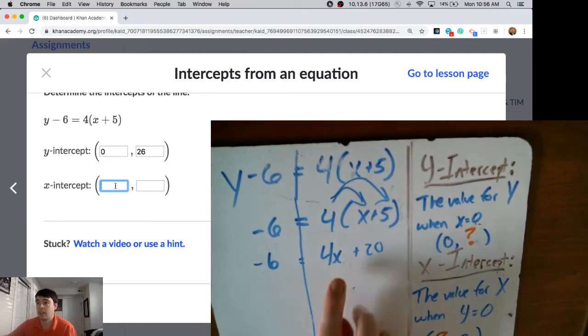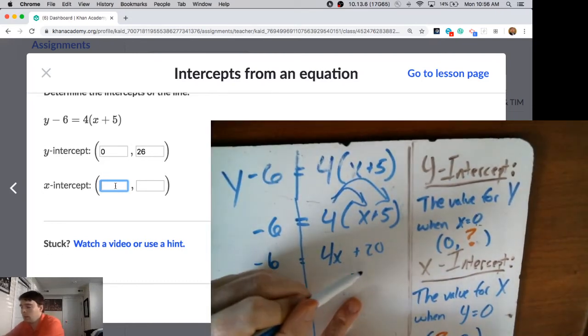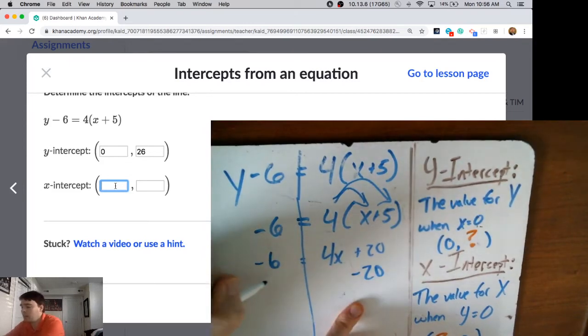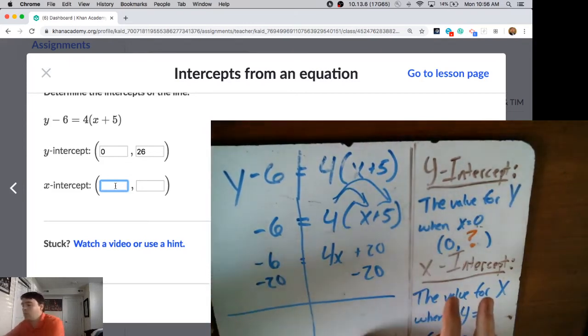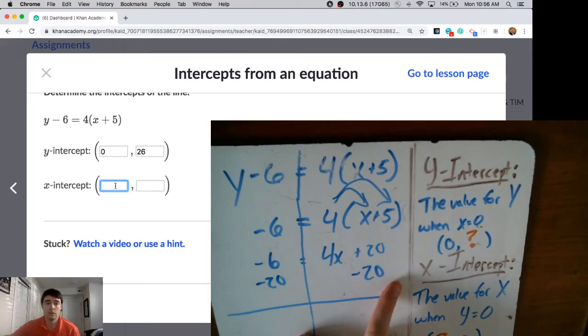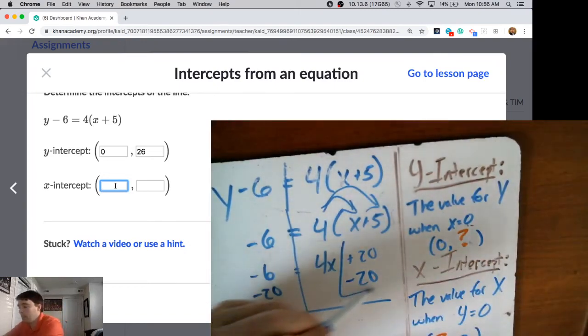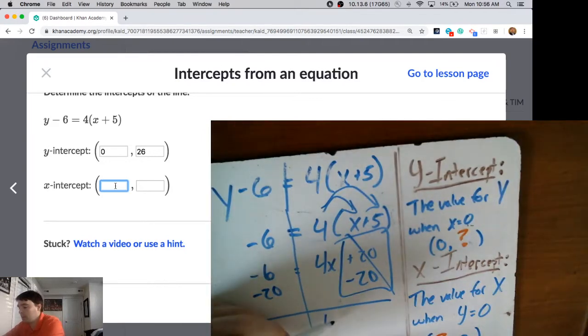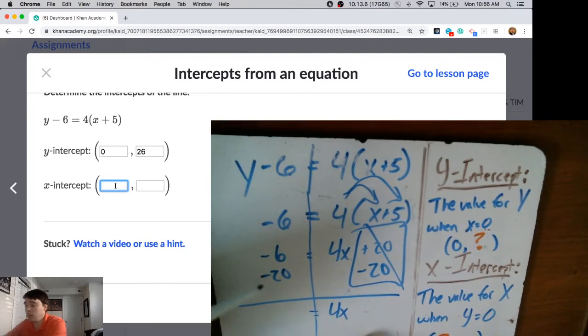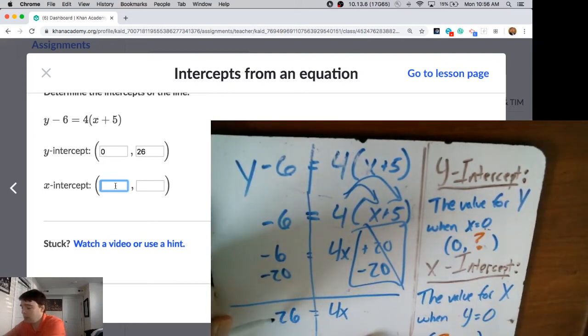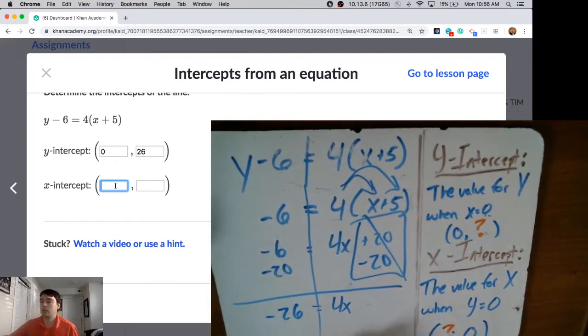Now that I have the x on the right side of the equation, I want to isolate that x all by itself on the right side. The first thing I want to do is get rid of that plus 20. Subtracting 20 helped me accomplish that. That gets me 4x is equal to negative 6 minus 20, which is going to make negative 26 when I combine those two negative numbers.